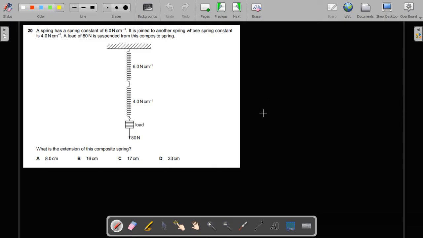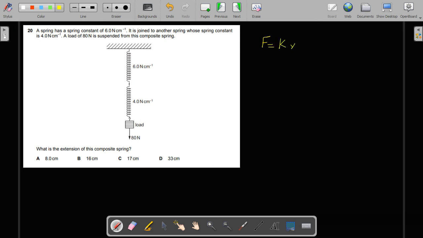Question 20. A spring has a spring constant of 6 Newton per centimeter. It is joined to another spring whose spring constant is 4. A load of 80 Newton is suspended from its composite spring. What is the extension of this composite spring? Okay, we know that 80 Newton is applied to 4 and 6 as well. So you can write extension separately and then add them together.